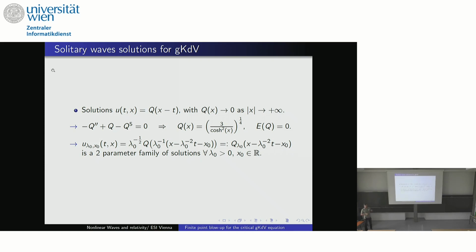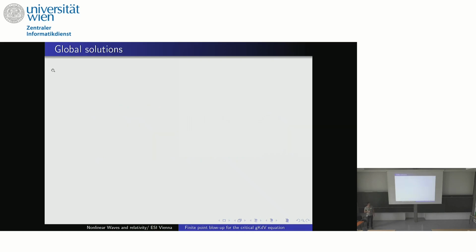So of course, once I have one solitary wave, I can use my family of transformations, so I can rescale them and translate them. And so I get a 2-parameter family of special solutions of the equation, but they all have the same L2 norm because we are in the critical case.